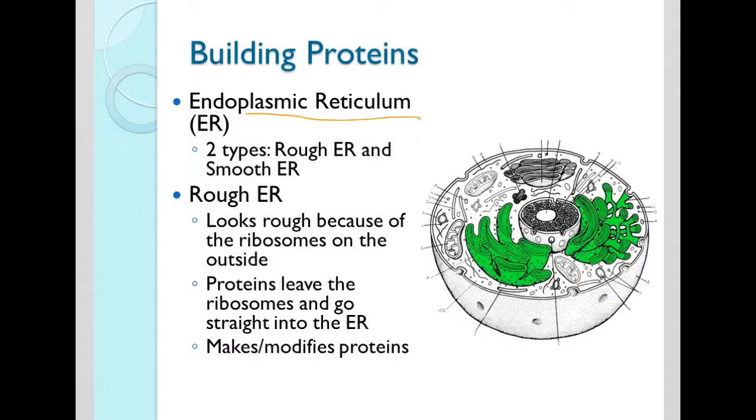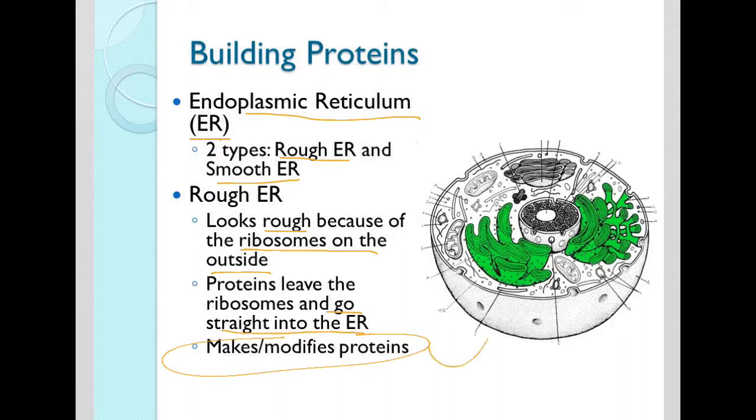The endoplasmic reticulum, or we'll also call it the ER, is the next step in building proteins. There are going to be two types of endoplasmic reticulum. There's the rough ER and the smooth ER. The rough ER looks rough because there are ribosomes on the outside, and so proteins are created at the ribosomes, and then they leave the ribosomes and go straight into the rough ER. And so what the rough ER does is it makes and modifies proteins.